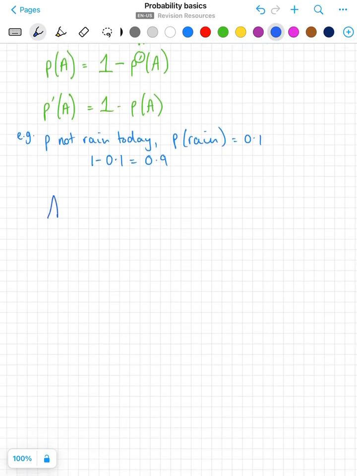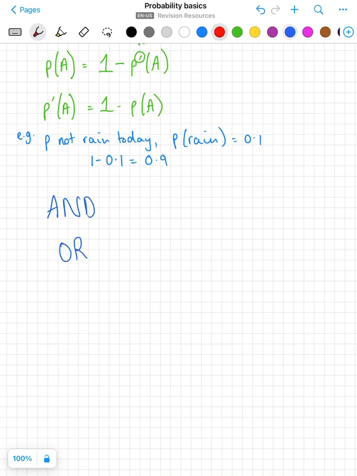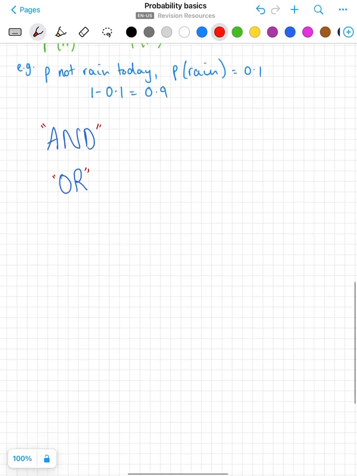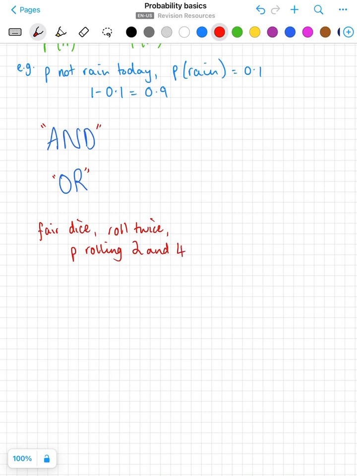My other probability basics is the and or rule. Now this will come in very handy when you list outcomes of probabilities and events happening. For example, if we have a fair spinner or a fair dice, and we roll that fair dice twice, what's the probability of rolling a 2 and a 4?